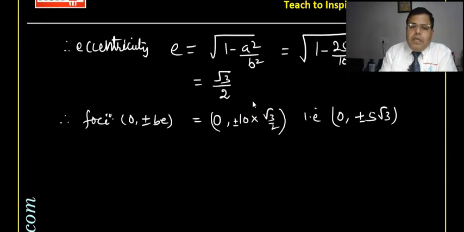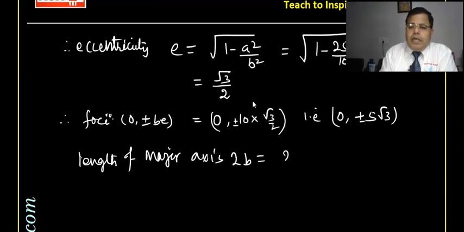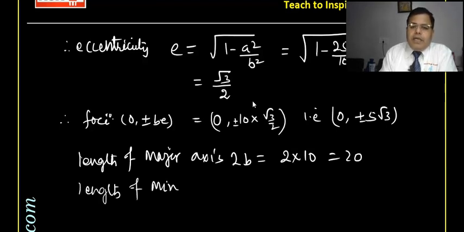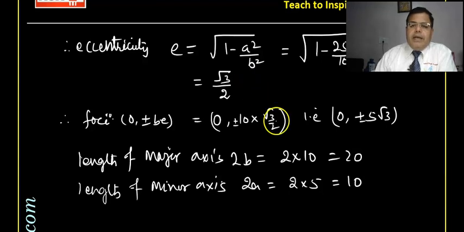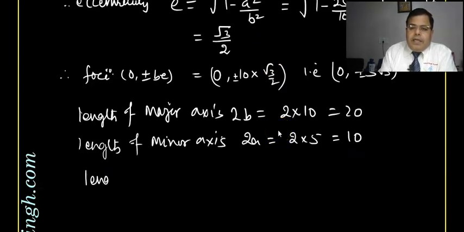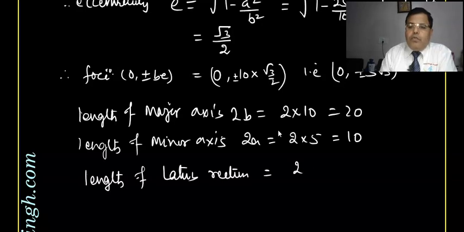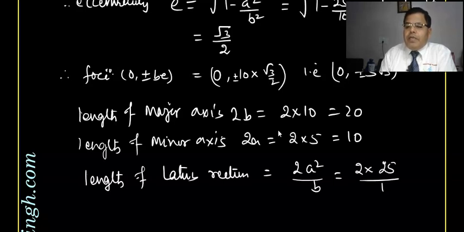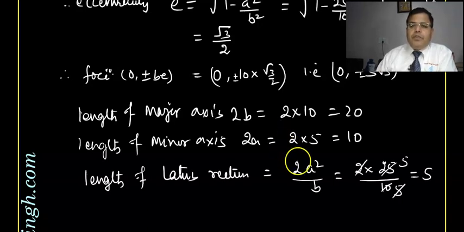Now, length of major axis is 2b, that is 2 into 10, that is 20. Length of minor axis is 2a, that is 2 into 5, that is 10. And length of latus rectum is equal to 2a square by b, because a is less than b. So 2 into 25 upon b is 10. This cancels 5 times, and 5 twos are 25, so that would be 5. Okay, so I hope you got it.